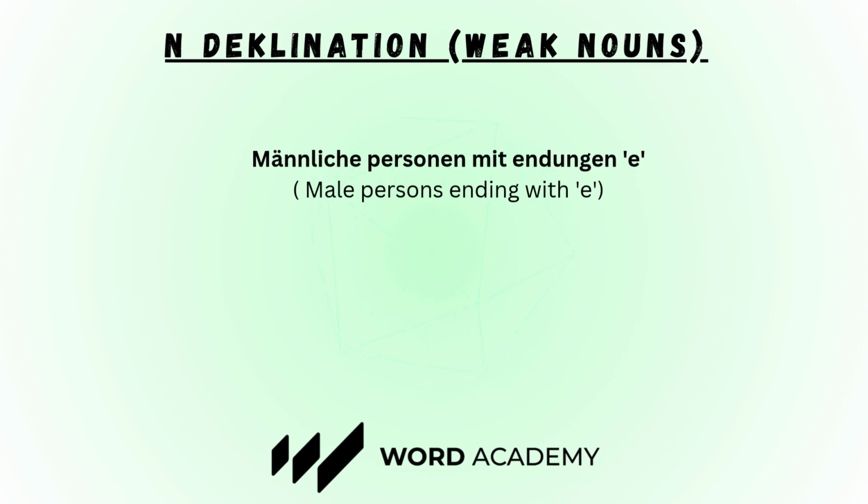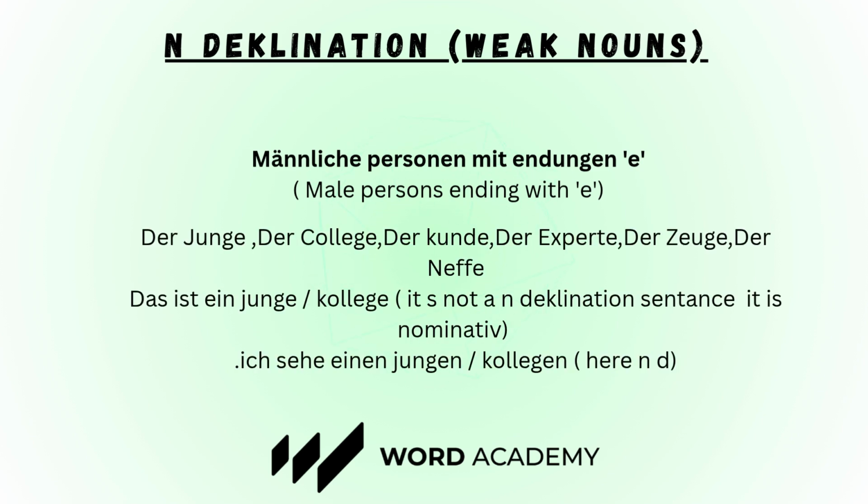Some examples in this case are der Experte, der Kollege, der Neffe, der Zeuge und so weiter. Another example, das ist ein Junge oder Kollege. We know that it is a nominative sentence. There is no N-Deklination. Ich sehe einen Jungen oder Kollegen. This is an accusative sentence and there is the presence of N-Deklination. We know that nationality words that refer to male persons are often N-Deklination nouns.